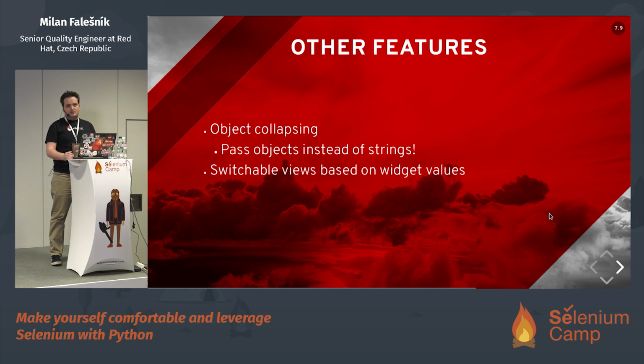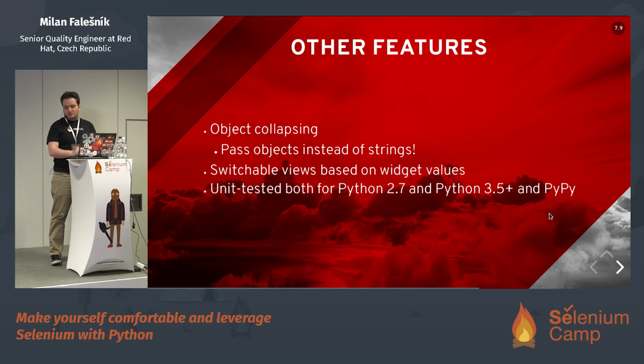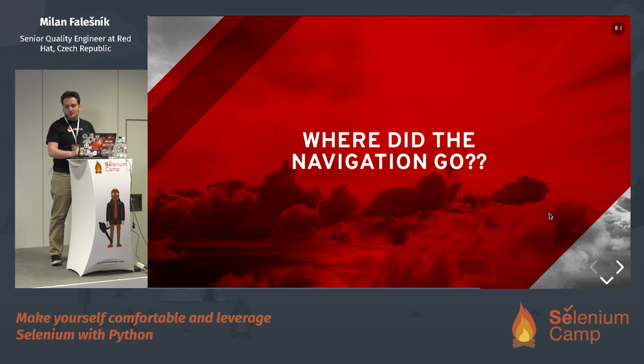Also, let's say you have a select where you select something, and some other widget changes, for example, from input to select, then you don't have to have them modeled as two separate widgets. It can be one, under one name, but it can be switched based on the value of another widget. And it works on all meaningful Pythons, so that's good for future-proofing. And maybe you noticed there's no navigation. That's correct, because the navigation was made a separate library.